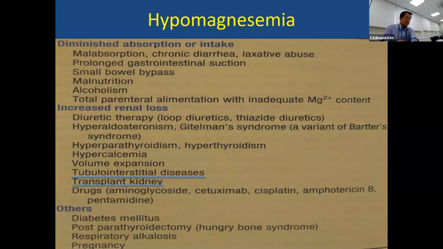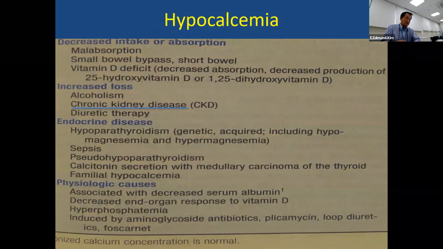Now hypomagnesemia. Again, magnesium is lost too much by interstitial disease or some transplant kidney. Diabetes also decreases the magnesium in the blood. Hypocalcemia: again, chronic renal disease loses the calcium, but there are other conditions you have to think about.